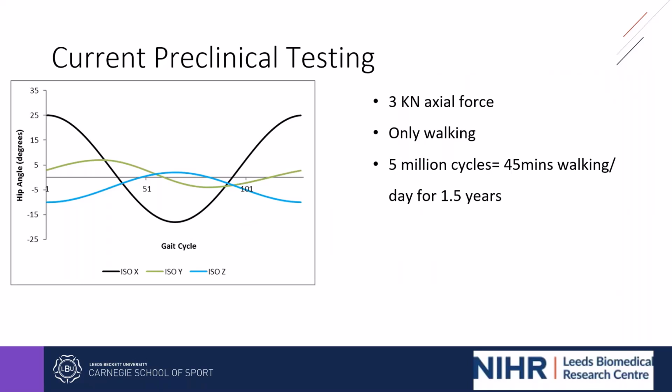And when we look at this, we can see that it does represent somewhat of what the hip moves like during a gait cycle. So we've got the flexion extension in black, we've got the abduction and adduction in green, and then we've got the rotation in blue there. And alongside this, we get this 3 kilonewton axial force, which represents a ground reaction force contact. But when we look at this and scrutinize it a little bit more, we can see that it's quite a stylized movement.